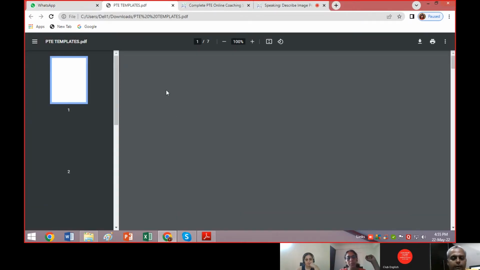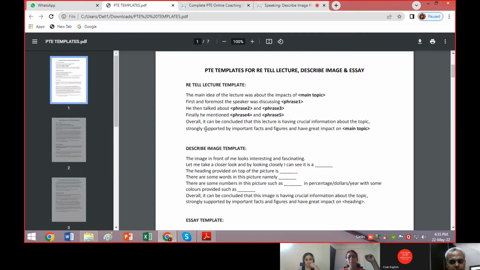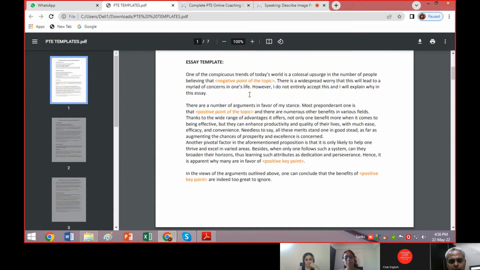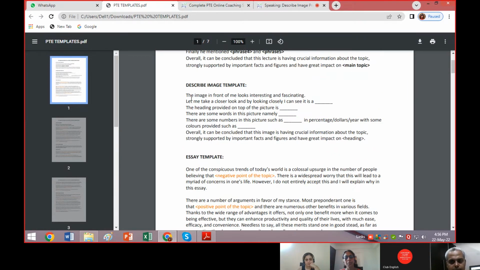Now see, these are the templates for PTE describe image and other things also. We need templates in essay, we need templates in retell lecture, we need templates in describe image. As you can see, retell lecture, describe image and essay. We are going to talk about the describe image. So here is the structure. So what is the structure?